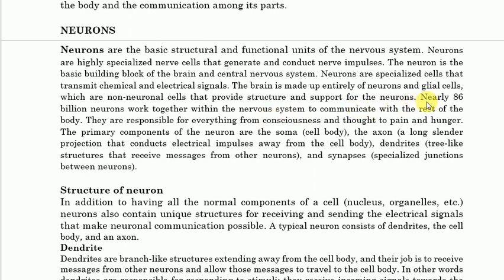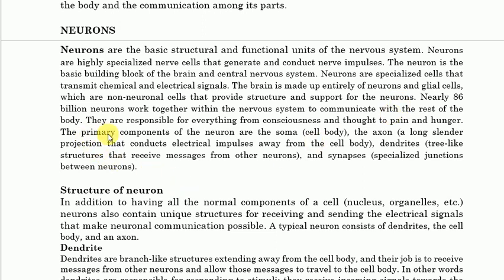So nearly 86 billion neurons work together within the nervous system to communicate with the rest of the body. So you see the large number of neurons, 86 billion, billions of neurons. They are responsible for everything from consciousness and thought to pain and hunger. Kwa hiyo kuanzia kujielewa, kufikiria jambo fulani, thought, kuwa na maumivu fulani au kuwa na njaa, everything in the body, it is neurons. Thinking, memory, everything, it is neurons.